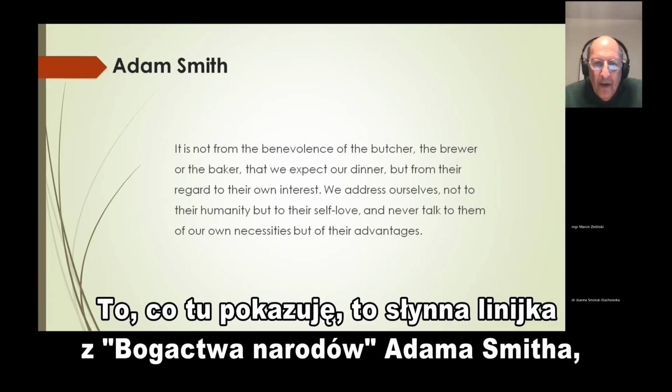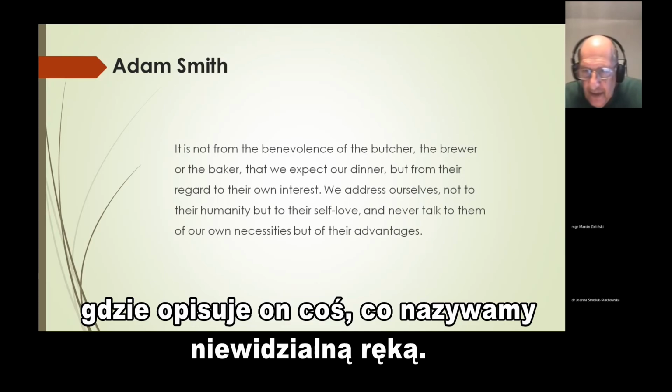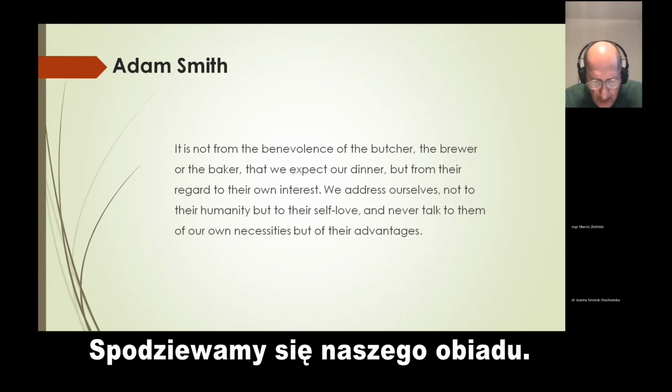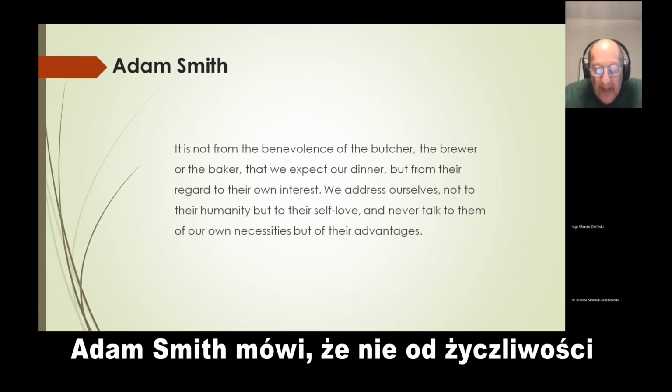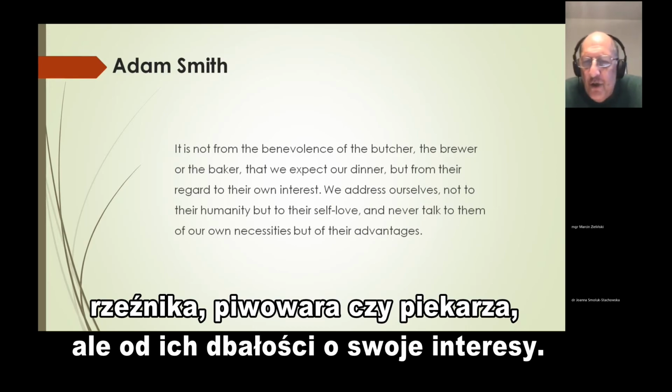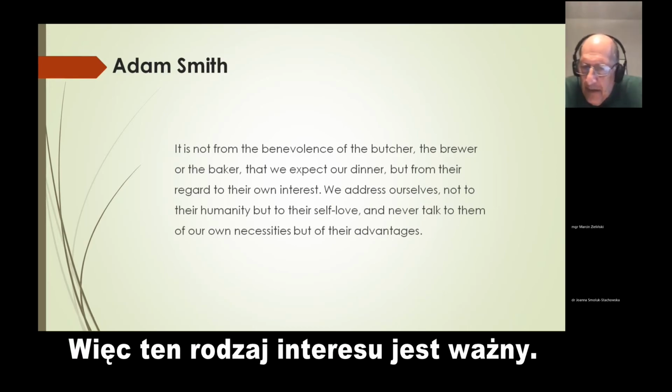What I show here is the famous line from Adam Smith's Wealth of Nations, where he describes what we call the invisible hand. We expect our dinner, Adam Smith says, not from the benevolence of the butcher or brewer or baker, but from their attention to their interests. So this concept of interest is important.